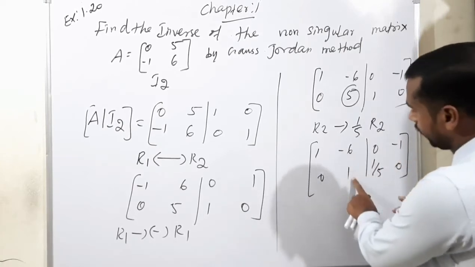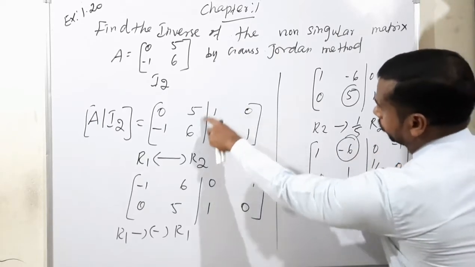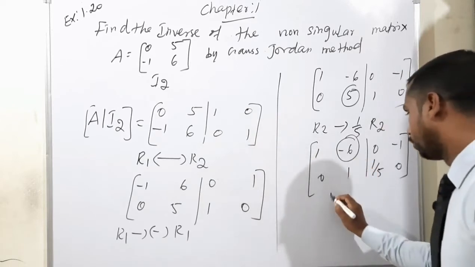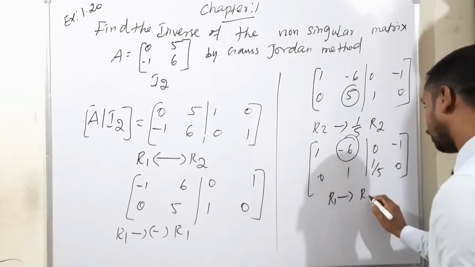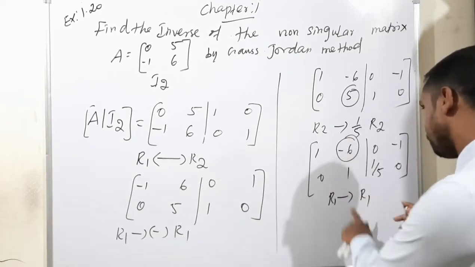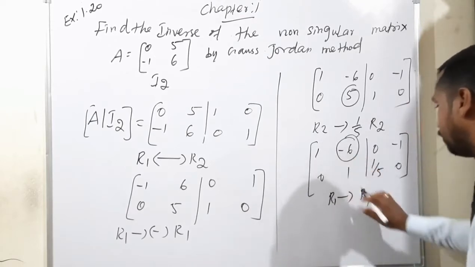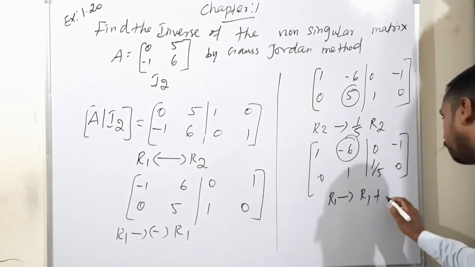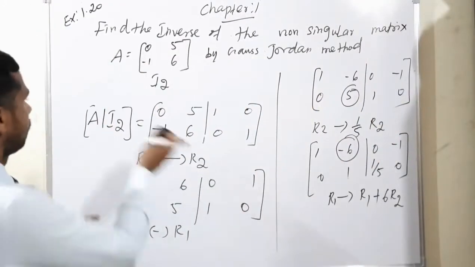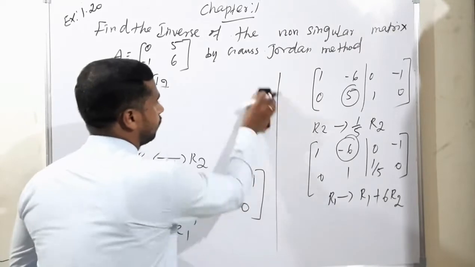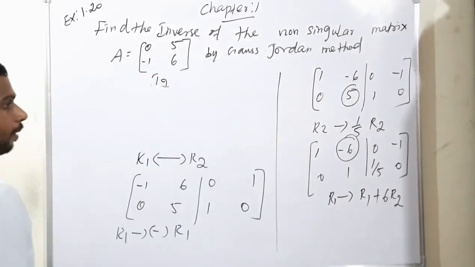Then here 1 is over, but we need 0 here also, isn't it? According to the I2 matrix. So what do we have to do? R1 gives R1, we need 0 here. There is a minus sign, and minus sign means if you do plus, then R1 plus 6 into R2. So look at that, very easy. R1 plus 6 into R2, what will happen? R2 as it is.